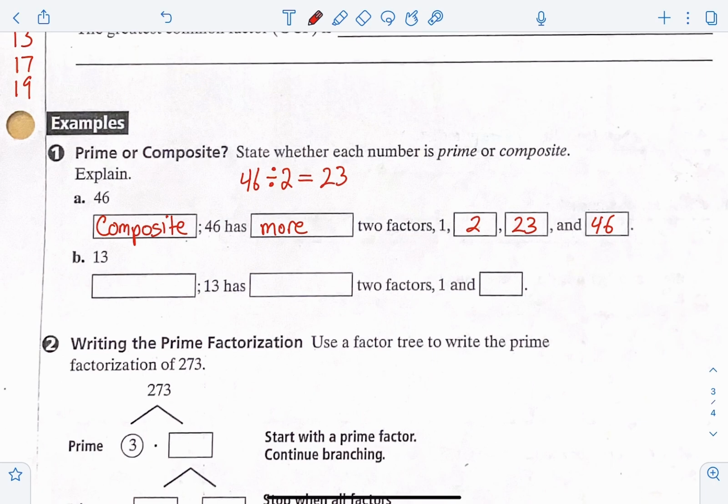Okay, 13 we already listed as a prime number up at the top, right? So 13 is prime because the only numbers that go into it are 1 and 13, meaning it has exactly 2 factors. Some of the questions on the homework are just going to be, is it prime or is it composite? How do you know? And this is how you would do that.